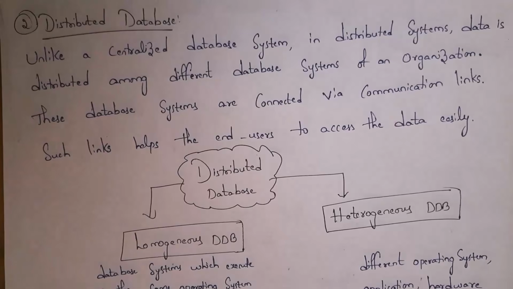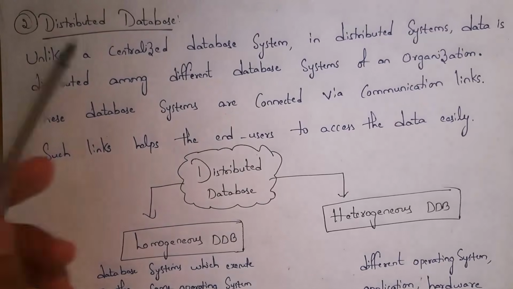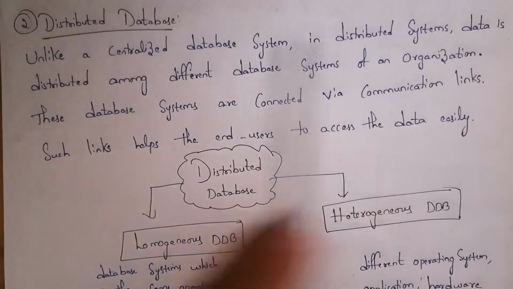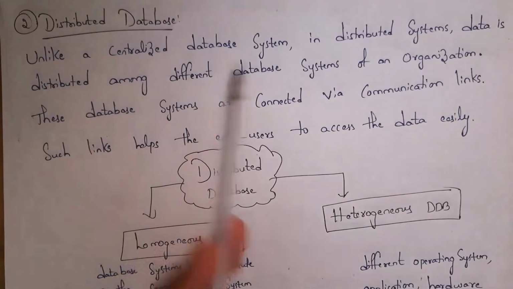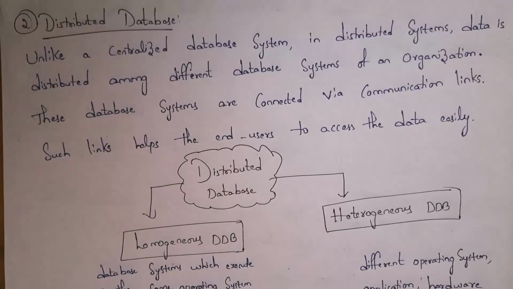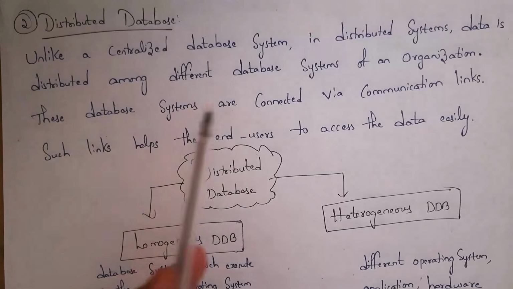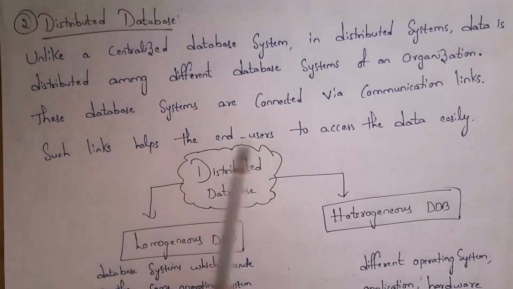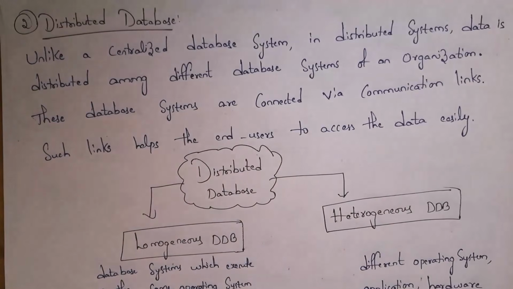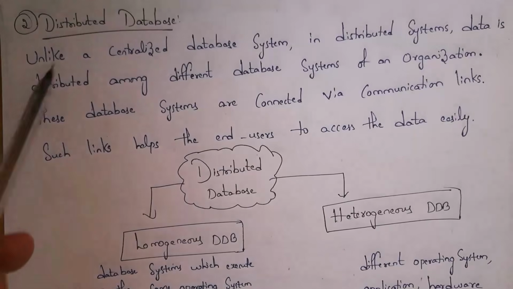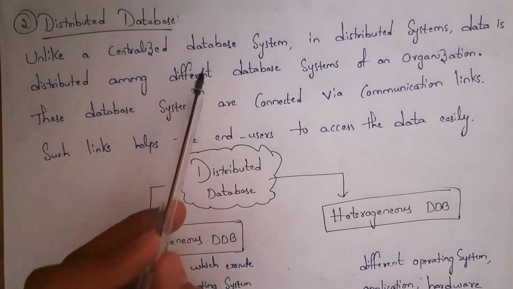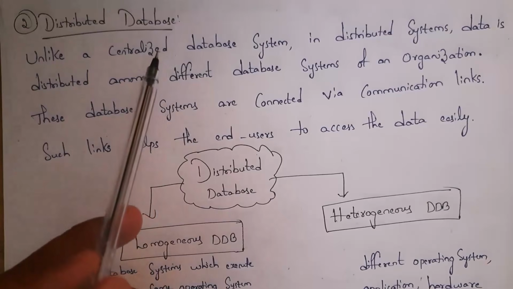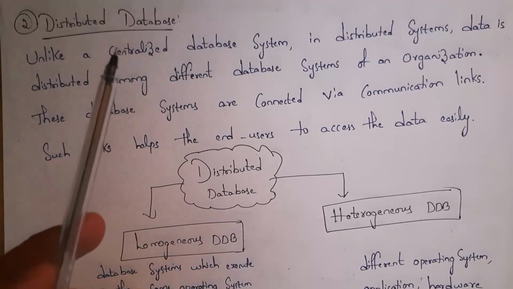Next one is distributed database. Unlike a centralized database system, in distributed database systems, data is distributed among different database systems of an organization. These database systems are connected via communication links. Such links help the end users to access data easily. Meaning of this is, if you consider a centralized database system, we use only one single database. The database is the centralized database.